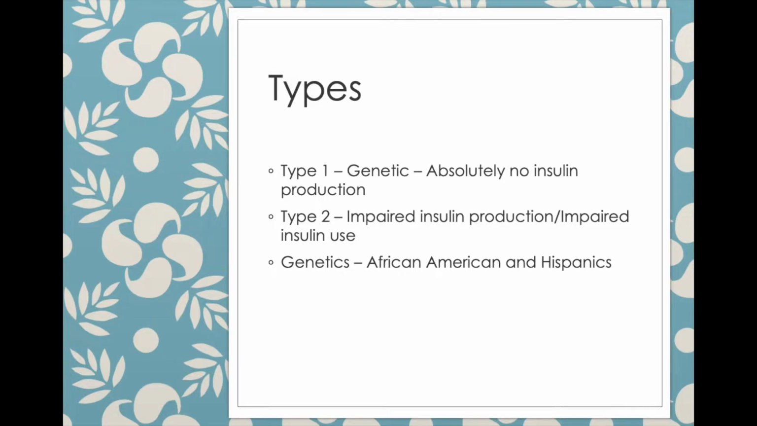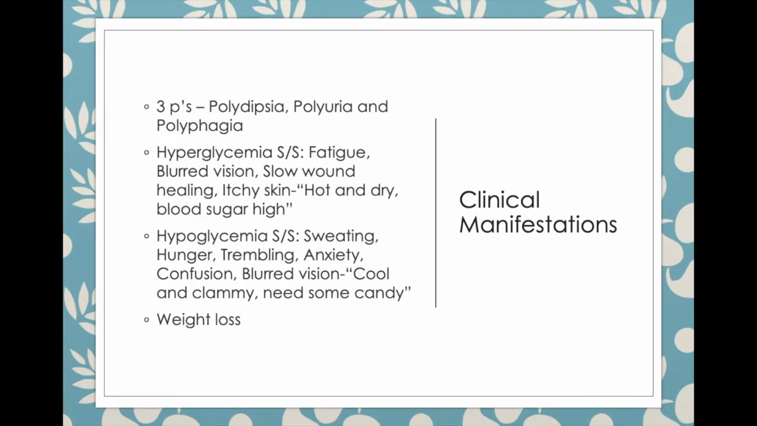Okay, and basically both of these types of diabetes have the same thing. It doesn't matter if they have type 1 or 2, they are going to have the same clinical manifestations. And this is something very important for you guys to know for your exams and for the future. So, usually, you are going to find out that the patient has diabetes if they don't know, because they're going to have the 3 P's. The 3 P's is polydipsia, polyuria, and polyphagia, meaning that the patient is going to be peeing a lot, they're going to be hungry and thirsty.